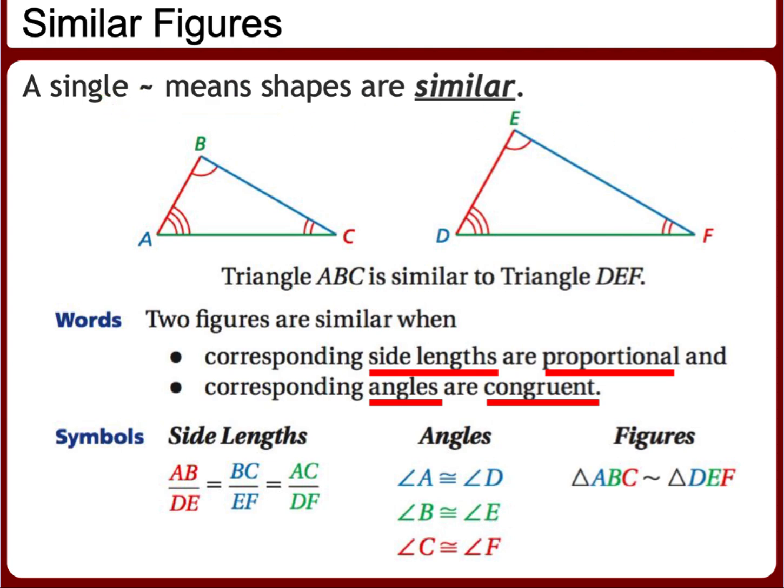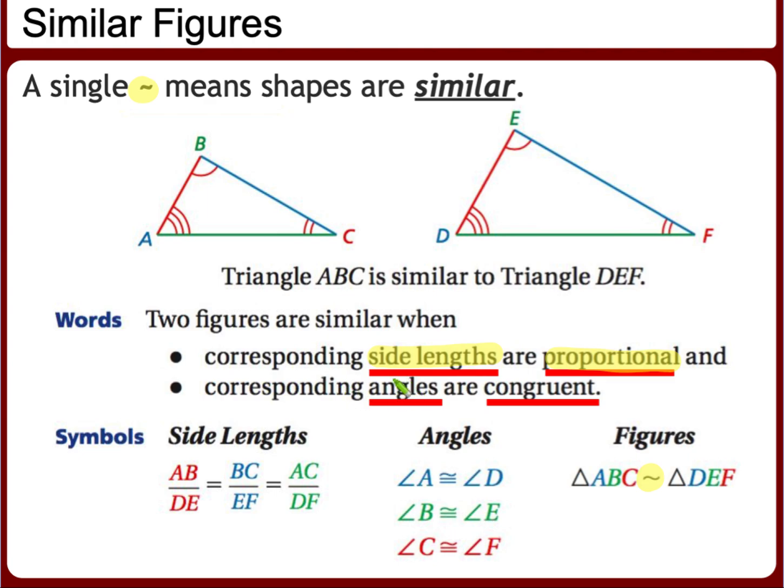When we are identifying similar figures, we're going to use the little tilde. So looking in the lower right, we can say triangle ABC is similar to triangle DEF. They are similar. And how do we know that they're similar? Well, we know they're similar if their corresponding side lengths are proportional. So A to B is proportional to D to E. B to C is proportional to E to F. Okay, so these side length ratios are proportional.